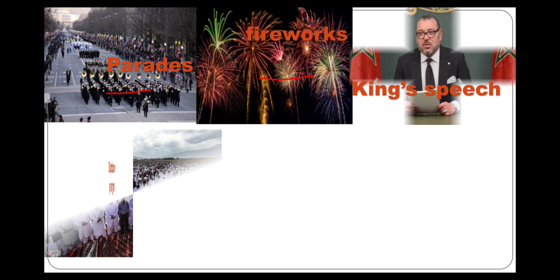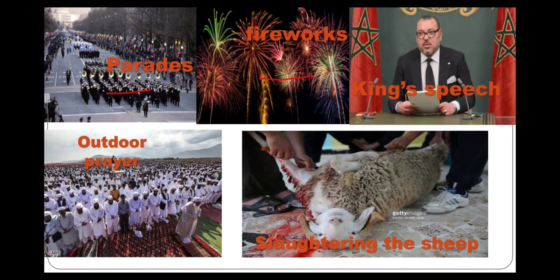Now for religious celebrations and events, for example in Eid al-Adha and Eid al-Fitr, people go outside their houses to perform an outdoor prayer. So it's an action, or it's a way, or it's a means to celebrate. It's one way to celebrate this event. In Eid al-Adha again, people slaughter the sheep, and this is a way to celebrate this event, and it's a way to thank Allah for the many different good things we have in our lives.